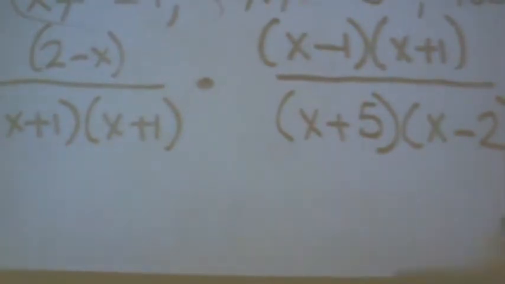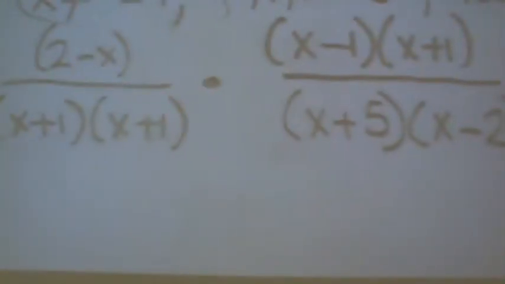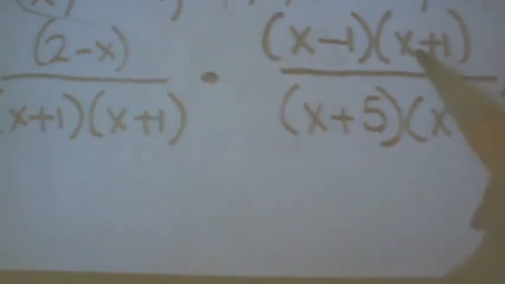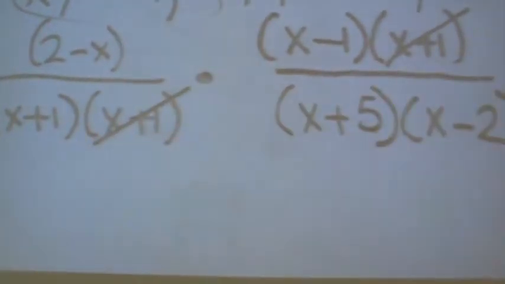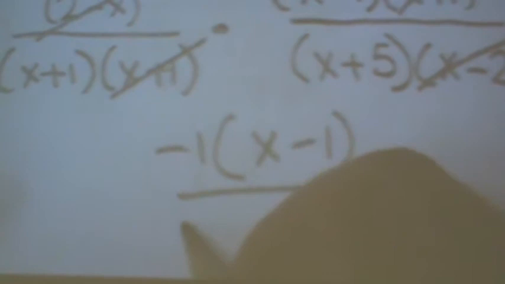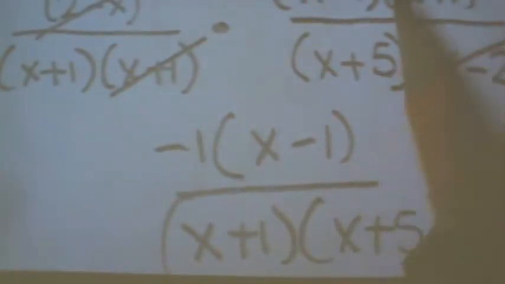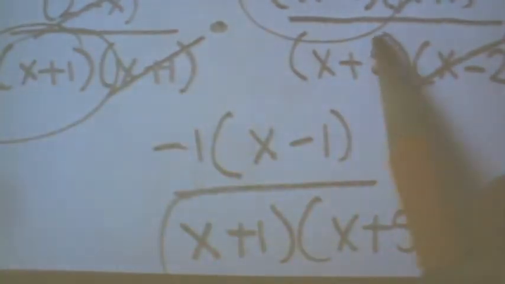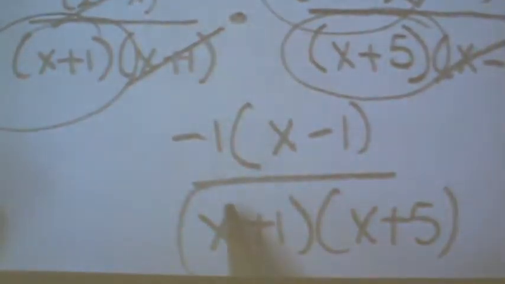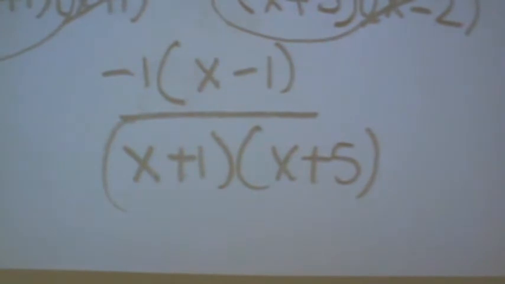Now go to town canceling. What cancels? The x plus 1. And then doesn't the 2 minus x? Yes, these two are gonna cancel out, but you need to put a -1 somewhere. And what's left is x minus 1 over this, this, and your -1. That's the answer.